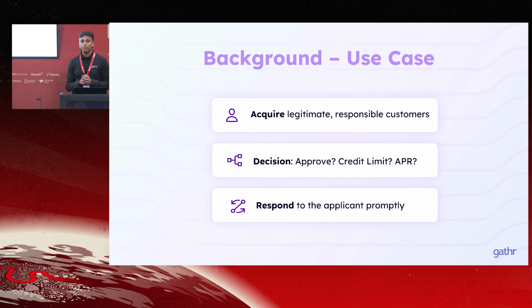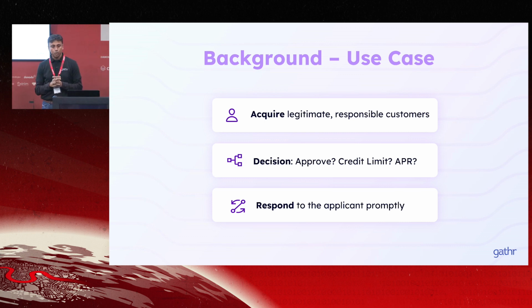And there were 3 important decisions that had to be made. The first one was whether to approve or disapprove a card that was applied for. Then if the card was approved, what would be the line or the credit limit that the bank should offer to the customer? This was the second decision. And the third key decision was at what APR, or annual percentage rate, the card has to be offered to the customer. So this is the key expectation from the solution.